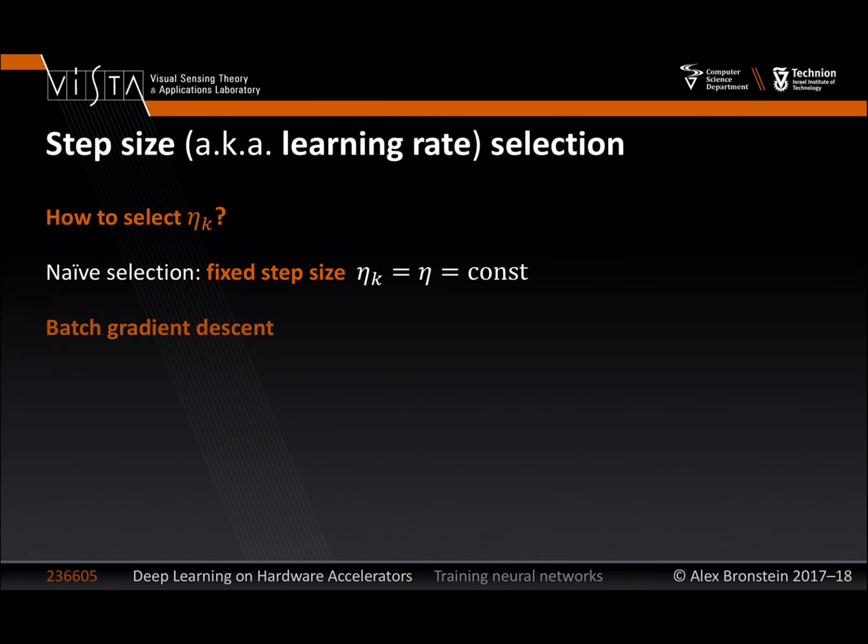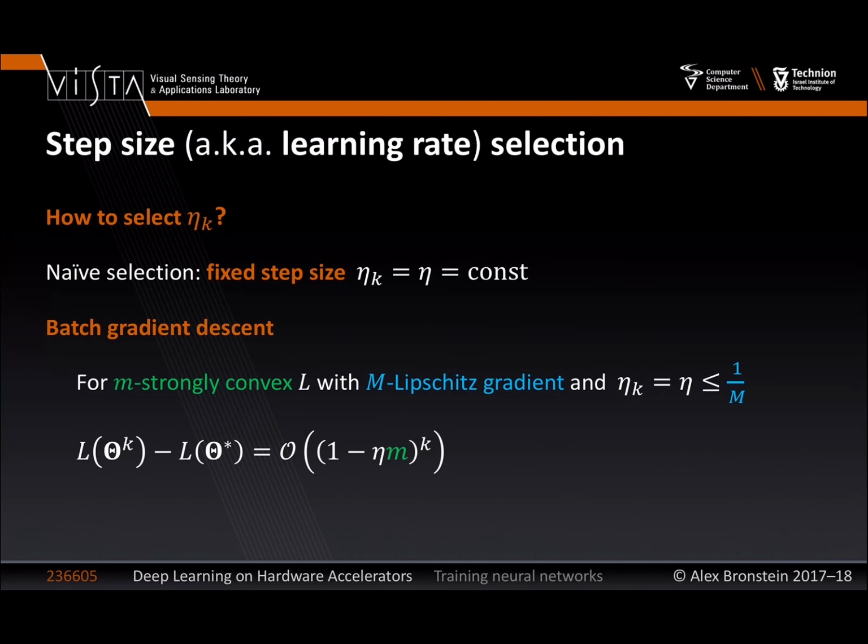Okay. So in batch mode, remember I showed you some result. If we have an m strongly convex problem with M Lipschitz gradient, which essentially means that if the function is C2, the smallest and the biggest eigenvalues of the Hessian are bounded by m small and M capital respectively. And if we select the step size smaller than 1 over this Lipschitz constant M, then we are guaranteed to have what we call linear convergence, right? This geometric series. And the rate is governed by 1 minus eta m, right?